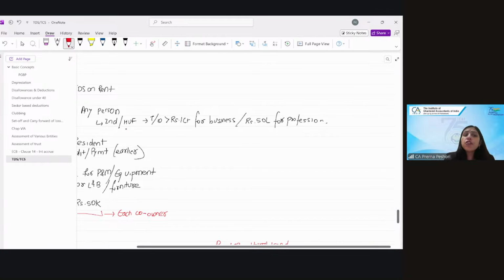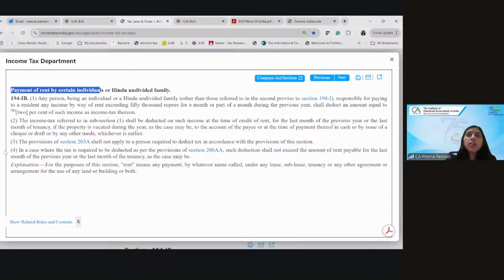Under 194I, which individuals are falling? Those whose turnover is more than 1 crore or 50 lakh for business. However, if you are not falling under 194I because your turnover is less than that, or you are an HUF, but you are making a payment of rent to a resident exceeding rupees 50,000 for a month or part of the month, then you shall be required to deduct TDS at the rate of 2%.